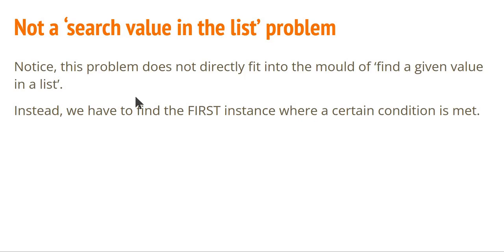In fact, what we are doing here is to find the first instance where a certain condition is met. Which means that in this case, for example, the first item where the value of the item is more than the threshold that's given. So while this is not a direct search problem, there are clearly similarities. The list that we are talking of is also sorted. So let's go back to the drawing board and think of all the solutions that are possible.